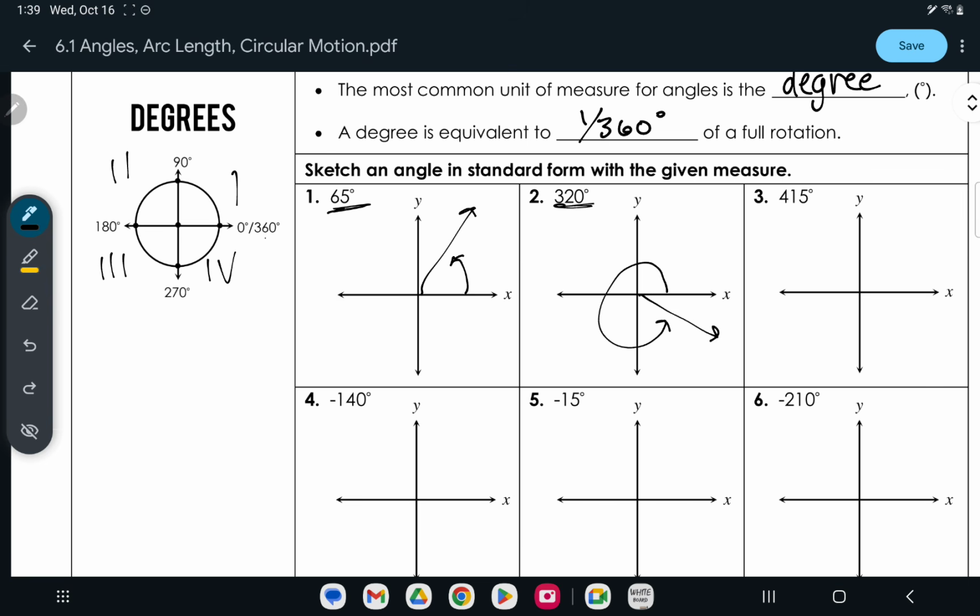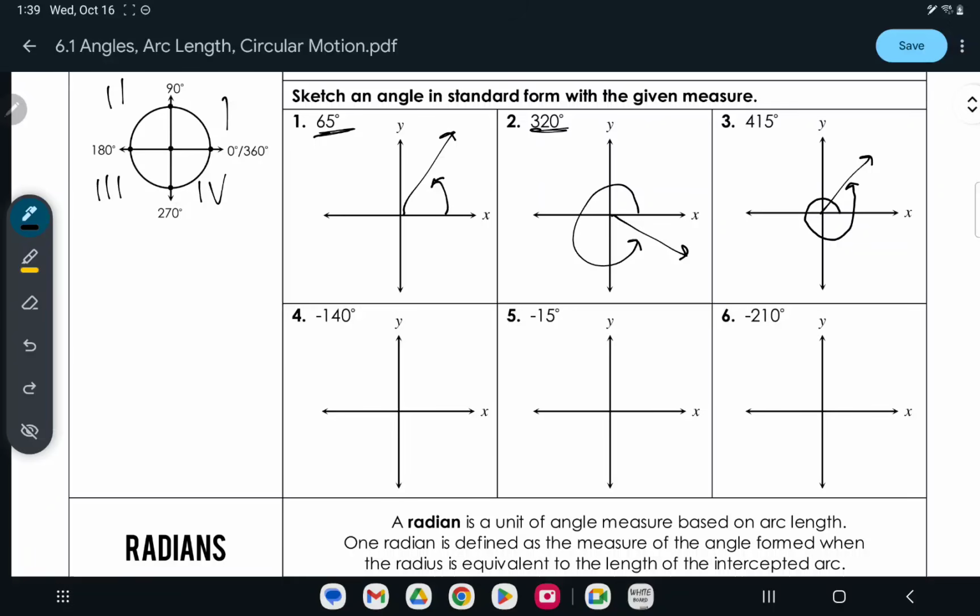415 is bigger than 360, so it means we want a full rotation and then some. The way we draw that is we start on the x-axis and draw a spiral, because we've gone all the way around and then some.